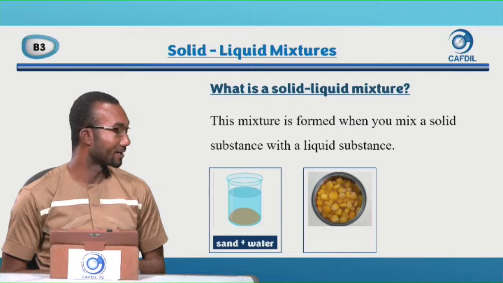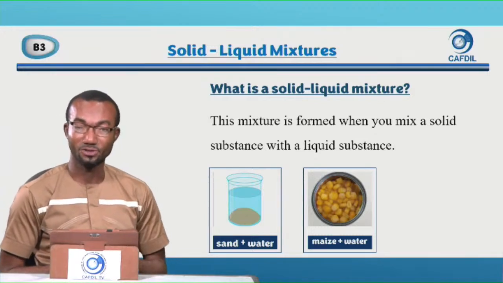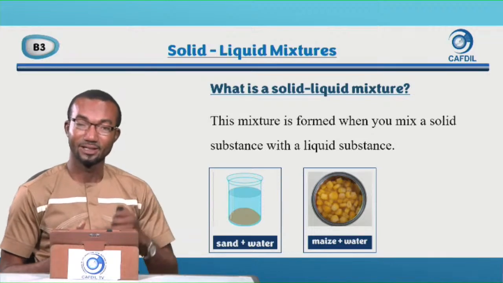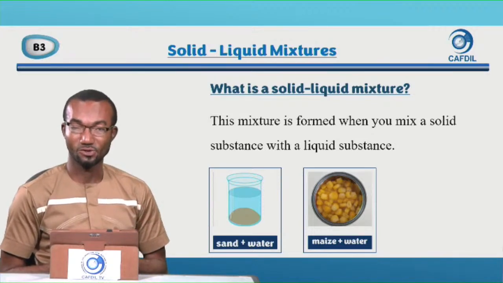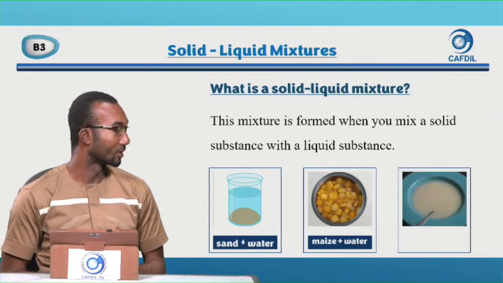Good. Let's look at another example. Can you identify this? Yes, maize and water. So Kate, which one is solid and which one is liquid? Great. The maize is solid and the water is liquid.